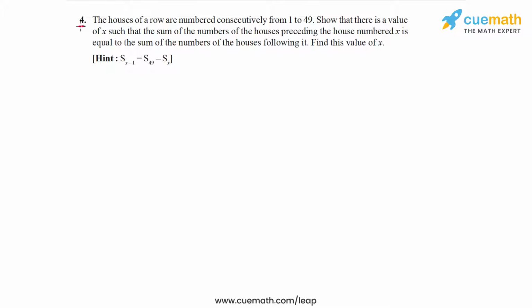Okay, here's what question 4 of this exercise says. The houses of a row are numbered consecutively from 1 to 49. So there are 49 houses in a row numbered from 1 to 49. Show that there is a value of x such that the sum of the numbers of the houses preceding the house numbered x is equal to the sum of the numbers of the houses following it, and find this value of x. So there's also a hint given.